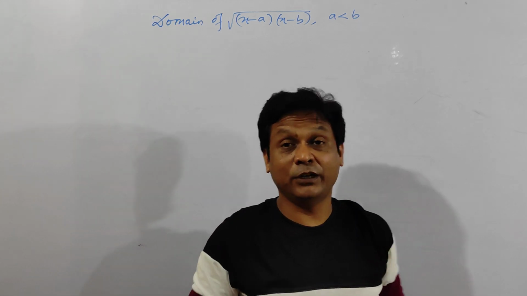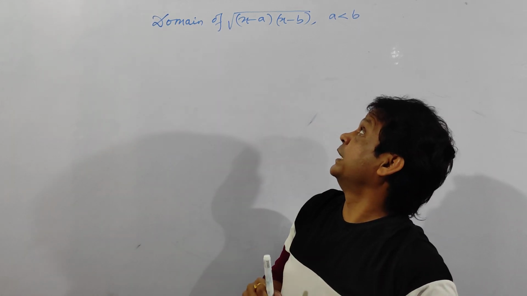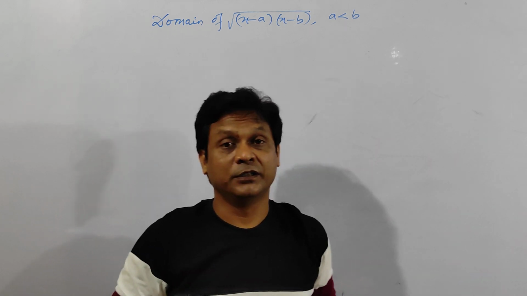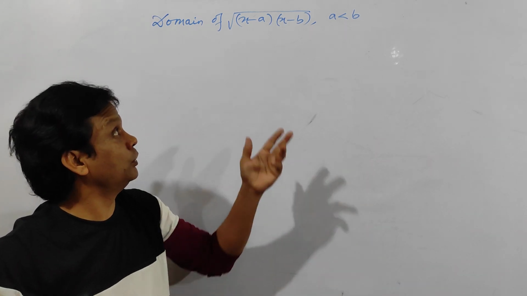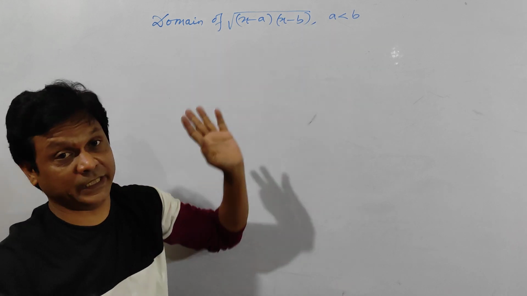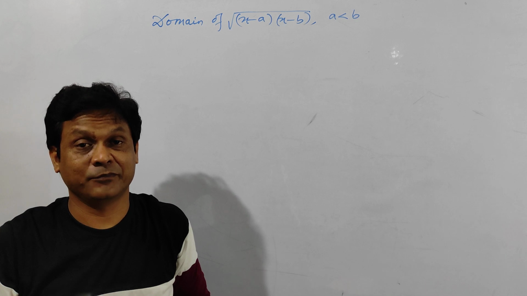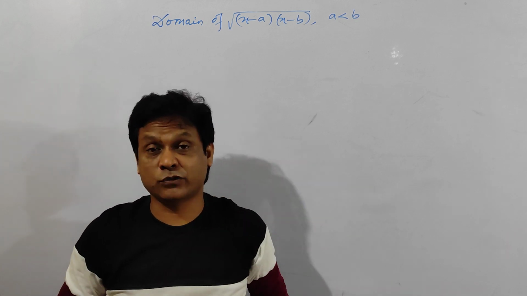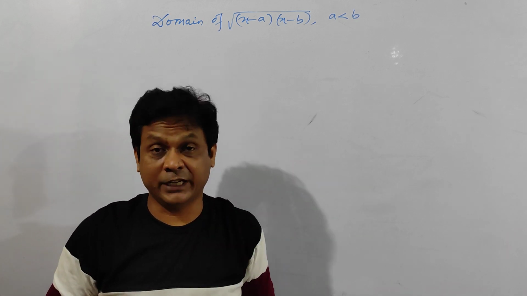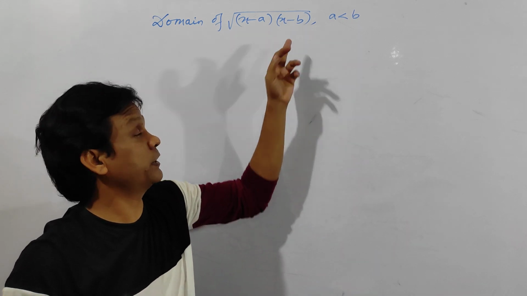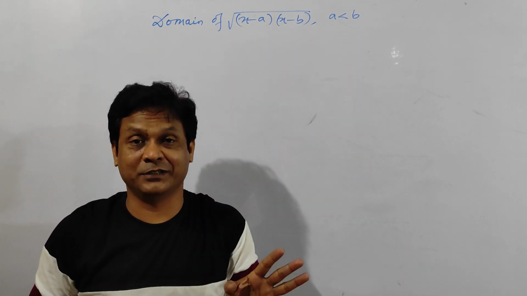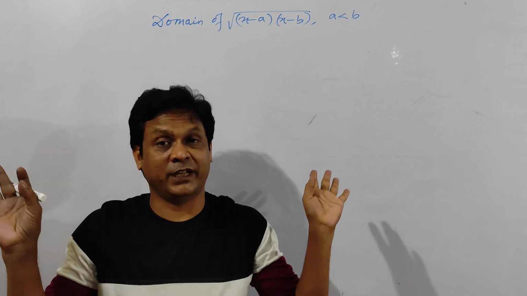Hello, today I will tell you the domain of square root of (x minus a)(x minus b). But in my previous video I told you the square root of (x minus a)(b minus x). What is the difference? In that case, the sign of x square was negative, but here the sign of x square is positive. That is the difference, and the answer will completely vary.